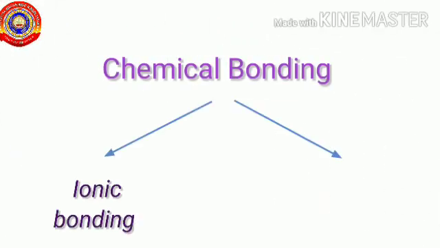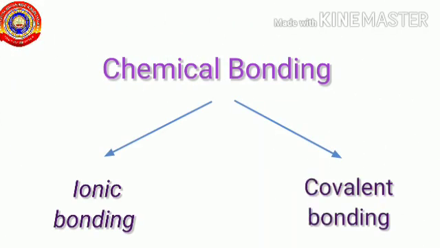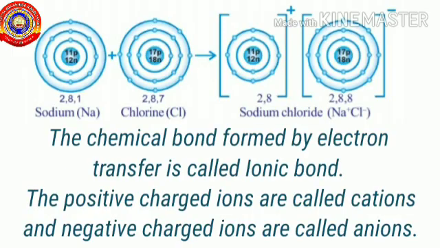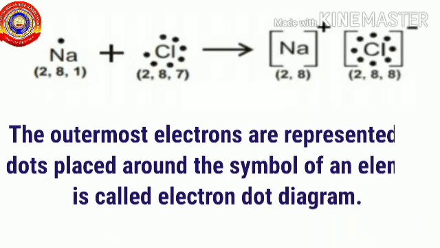The chemical bonds are of two types: ionic bonding and covalent bonding. In ionic bond, the transfer of electrons takes place. The positively charged ions thus formed are called cations, whereas negatively charged ions are called anions. Ionic bond can be represented in the form of an electron dot diagram. In this diagram, the outermost electrons are represented by dots placed around the symbol of an element.